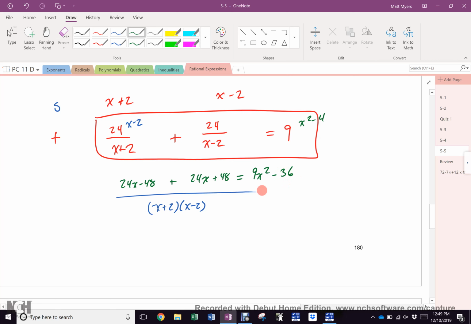Is everything over a common denominator? Do I care about the common denominator? Heck no. So what do I do now? Now I'm doing grade 9 algebra, aren't I? Collect like terms. What's 24 plus 24? 48x. What's negative 48 plus 48? 0 equals 9x squared minus 36. Now what? Put it to general form. 9x squared minus 48x minus 36. Now what? Check if it factors. What's coming out of there? Not that. What's coming out of there?